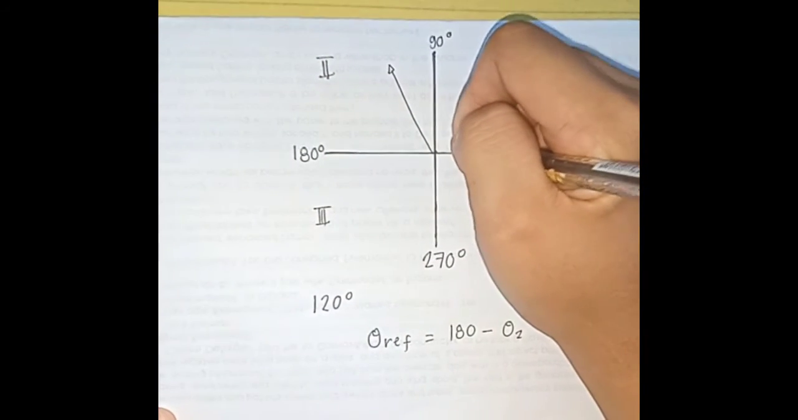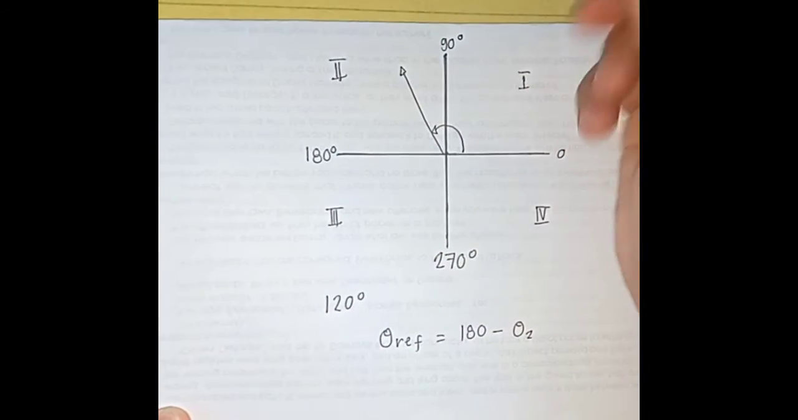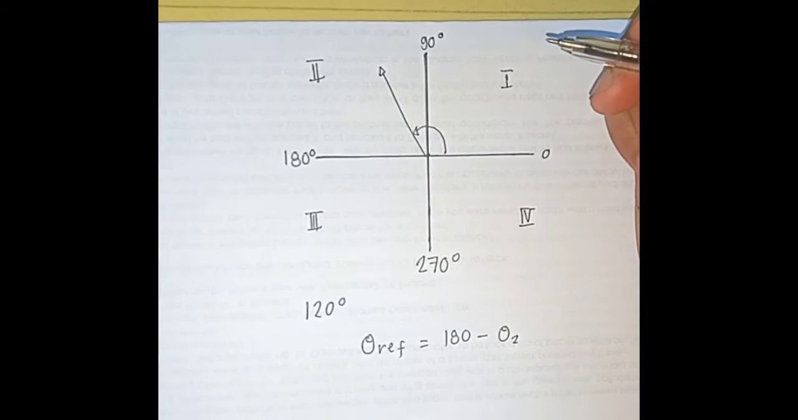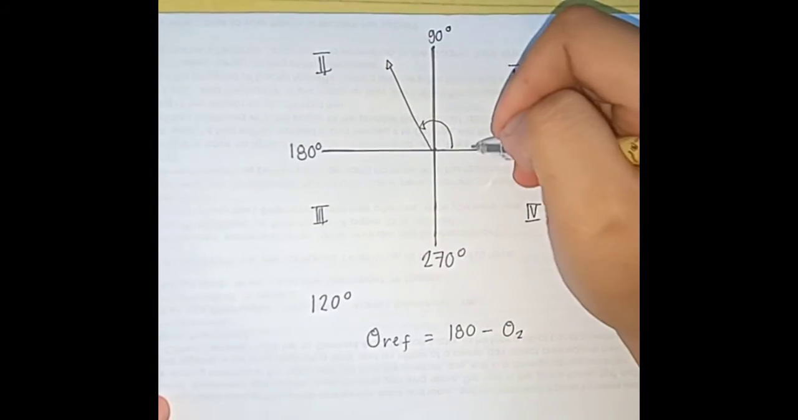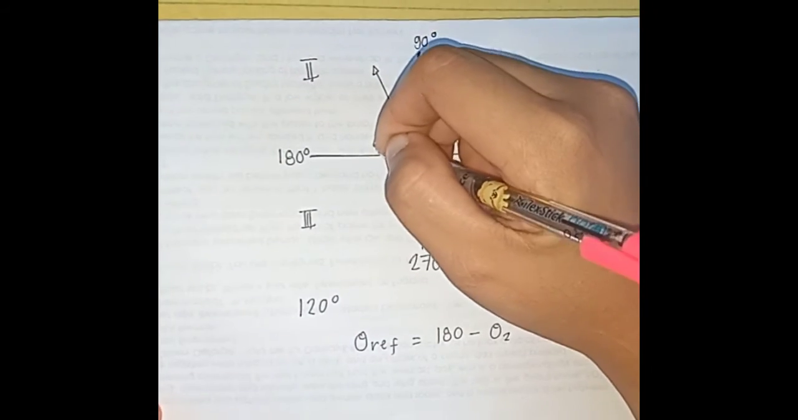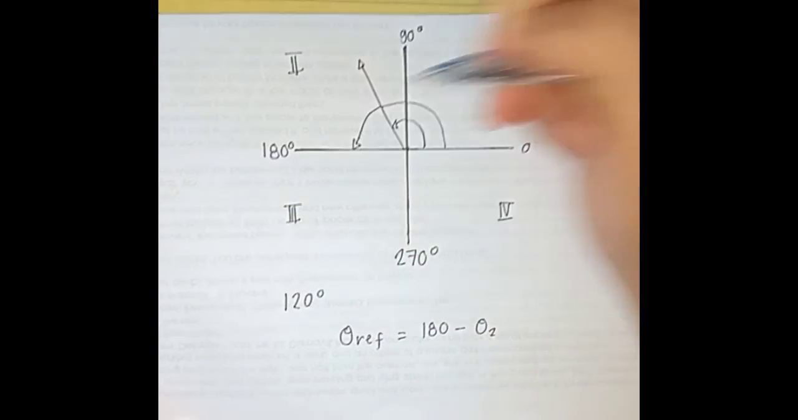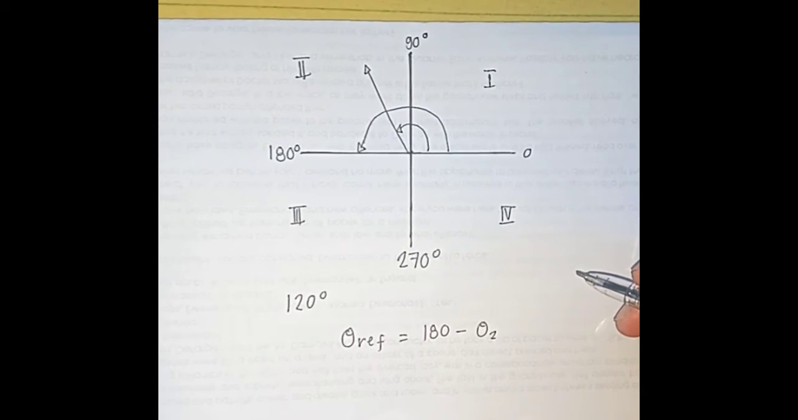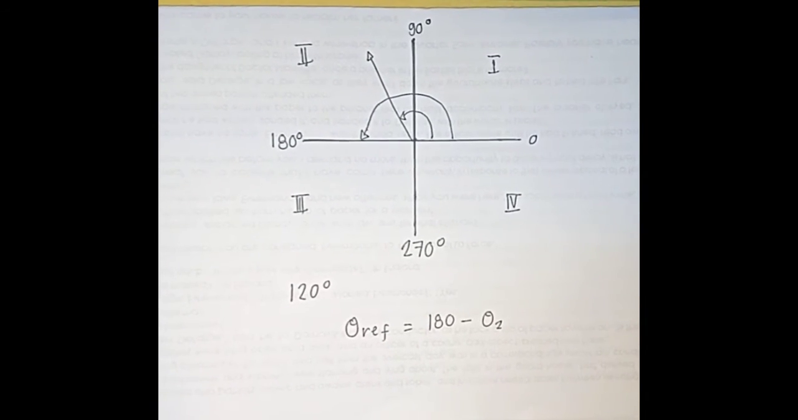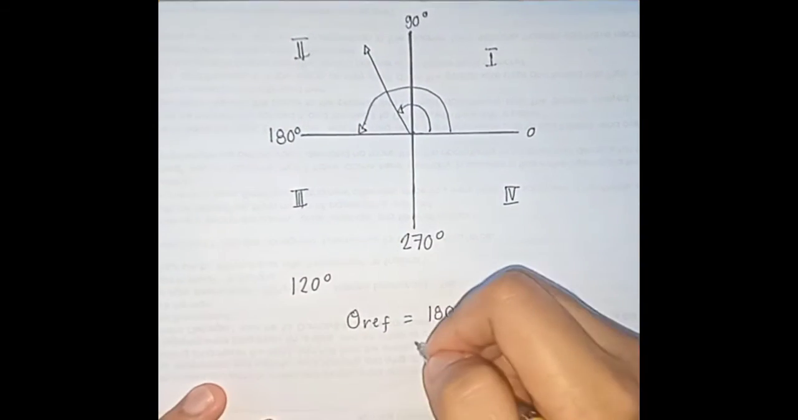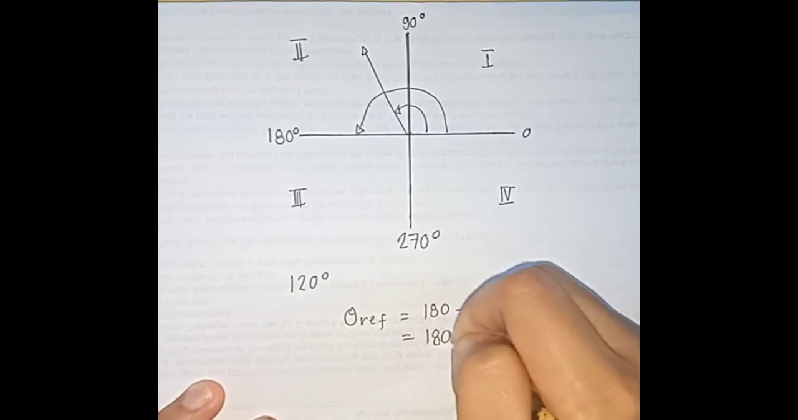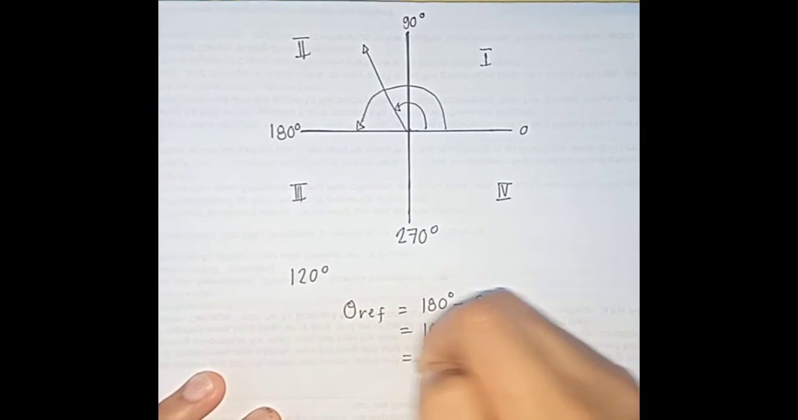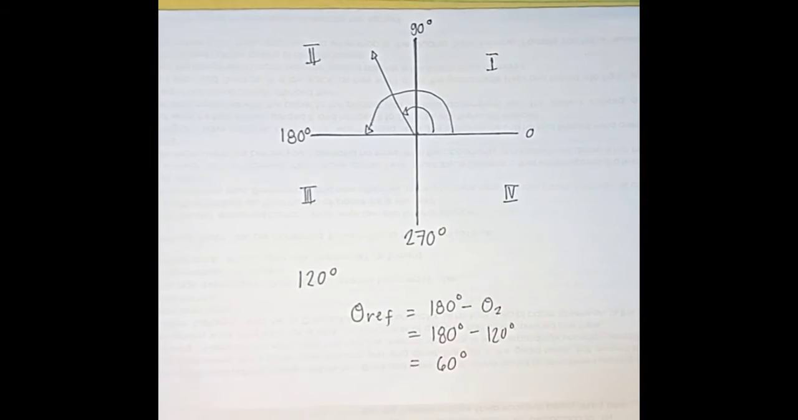So keep in mind, this angle here is 120. So over here, this is an angle measure of 120 degrees. 180 is from here to here. That's half of a circle, so that's 180. The reference angle is the angle inside the triangle, which is the difference between 180 and 120. So 180 degrees minus 120 degrees is equal to 60 degrees.